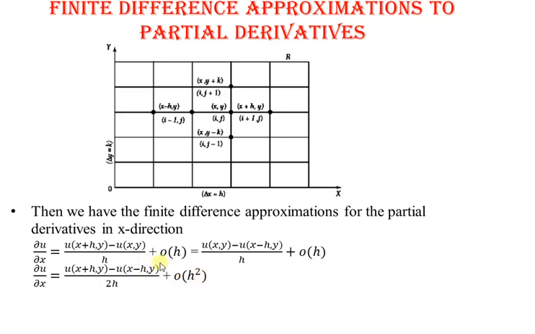So this is the finite difference approximation along the x direction using these three methods: forward, backward and central difference approximation. Also we can write the double derivative ∂²u/∂x² using the central approximation as u(x minus h, y) minus 2 times u(x, y) plus u(x plus h, y) divided by h², plus other higher terms of h, which we already learned in the previous video on the finite difference method.